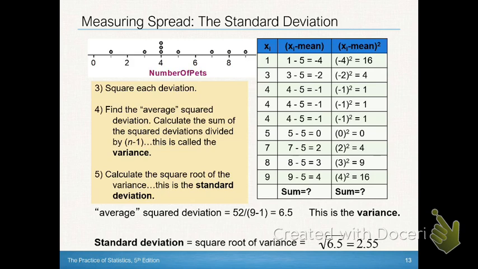Now the reason we're taking the square root is because when we were trying to make all of these values positive, so we didn't just cancel them out, we ended up squaring them. So that kind of undoes that process. This tells me that on average, if I were to pick any one of these 9 kids, I would expect their number of pets to be about 2.55 away from the mean of 5 pets.